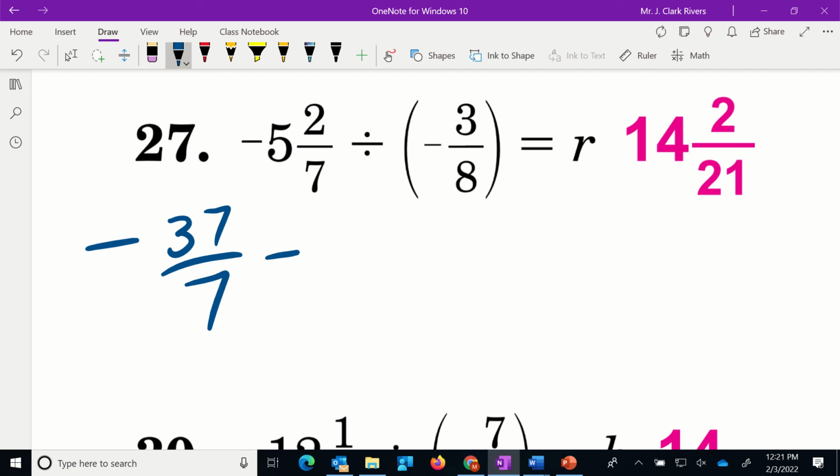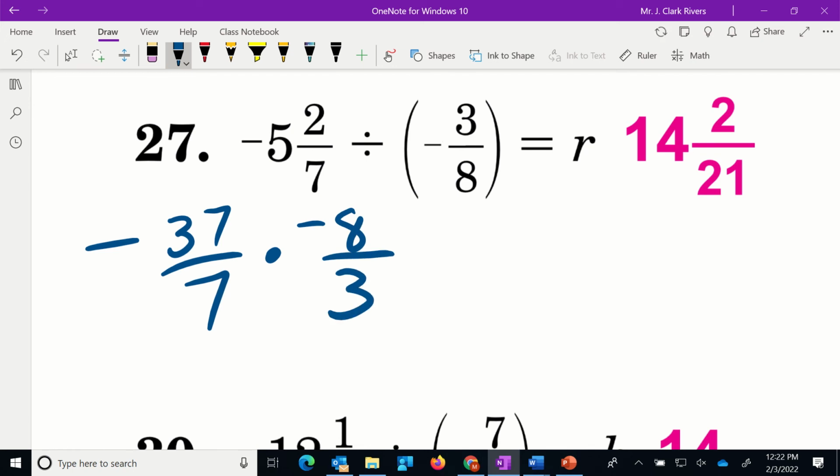And then I'm going to go ahead and keep, change, flip, right? Because we've changed this to an improper fraction, I don't have to change this to an improper fraction. We're good. Change to multiplication and flip. That is going to be what when we flip there, Molly? You would flip negative 8 to 3. Negative 8 over 3. Very good.